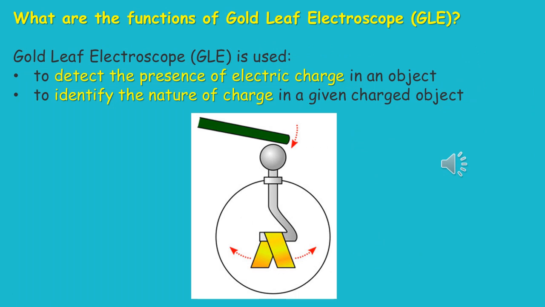What are the functions of the gold leaf electroscope? The gold leaf electroscope is used for two different purposes. The first one is to detect the presence of electric charge in an object and to identify the nature of charge in a given charged object.